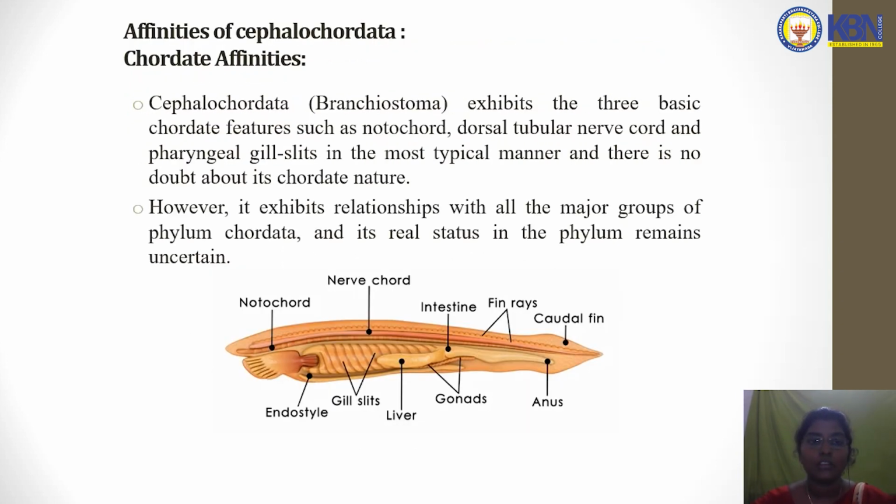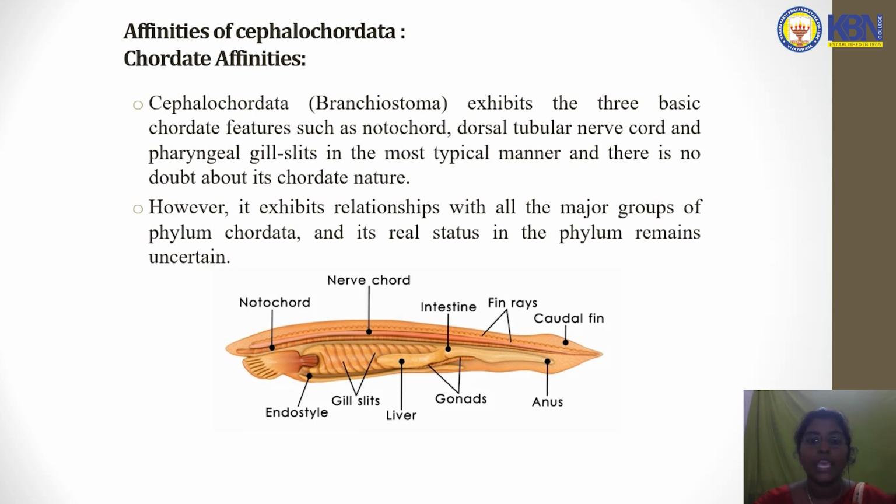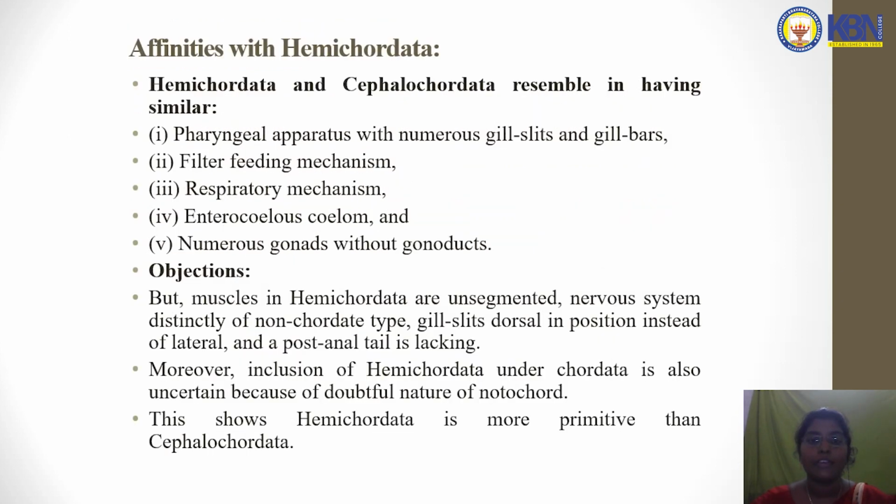Next, affinities of Cephalochordata. First, chordate affinities. Cephalochordata exhibits the three basic chordate features such as notochord, dorsal tubular nerve cord, and pharyngeal gill slits in the most typical manner, and there is no doubt about its chordate nature. However, it exhibits relationship with all the major groups of phylum Chordata, and its real status in the phylum remains uncertain.